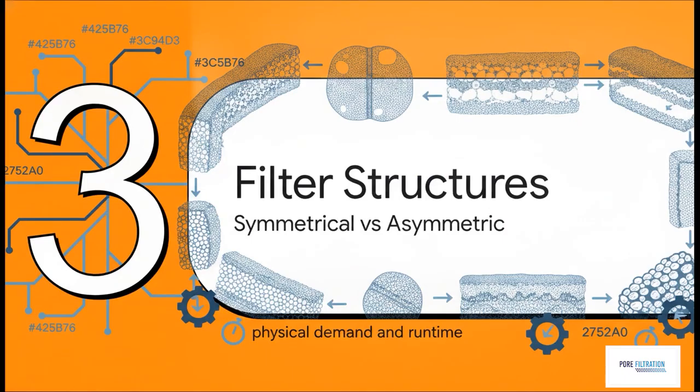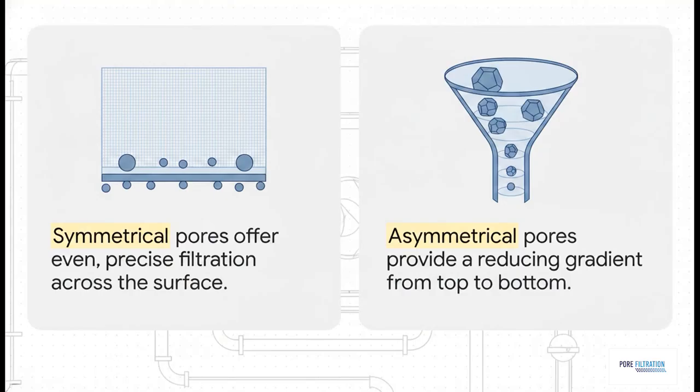Next up, step 3, choosing the right structure. This branch of our decision tree requires evaluating the physical demand and runtime of your specific operation. So we have to look at the internal structure of the membrane itself. Think of a symmetrical filter, kind of like a highly precise uniform brick wall. The pores are totally consistent all the way through, giving you an incredibly even filtration across the entire surface area.